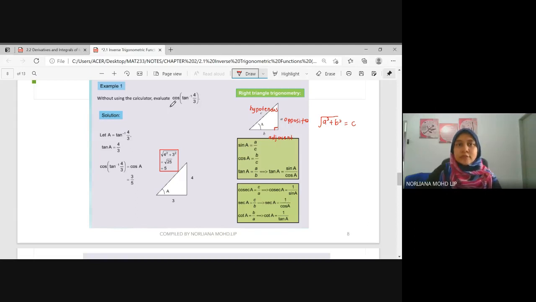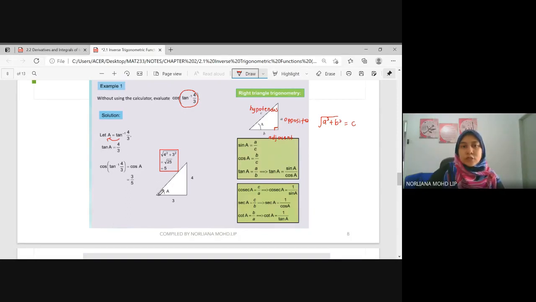Without using calculator, evaluate cos tangent inverse 4 over 3. First step, we have to let this inverse trigonometric function. Kita kena let dulu inverse trigonometric function ya. For example, we let A equal to tangent inverse 4/3. Kita bawa ke sini, so we get tangent A equal to 4/3. Kita nak jadikan dia normal tangent kan.